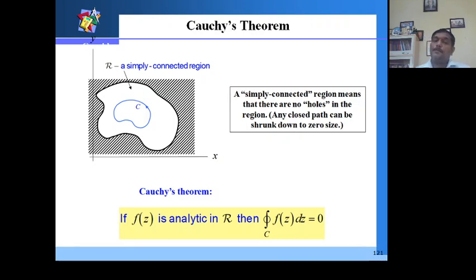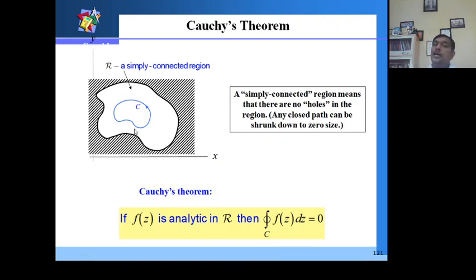Also, if there is a partition of a path, the integral of f(z) dz can be expressed as the integral over c1 of f(z) dz plus the integral over c2 of f(z) dz. Suppose this is split into two parts, one and two. Then the integral of f(z) dz over c can be rewritten as the integral over c1 of f(z) dz plus the integral over c2 of f(z) dz. Now we can use this for simply connected regions.